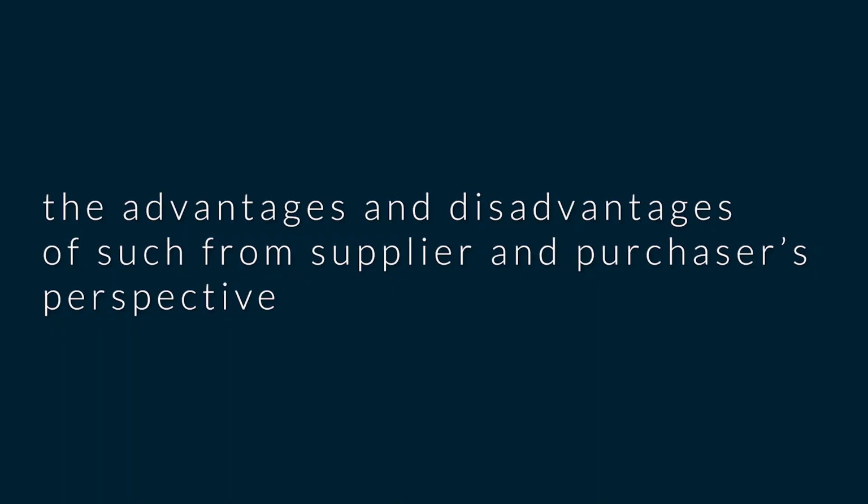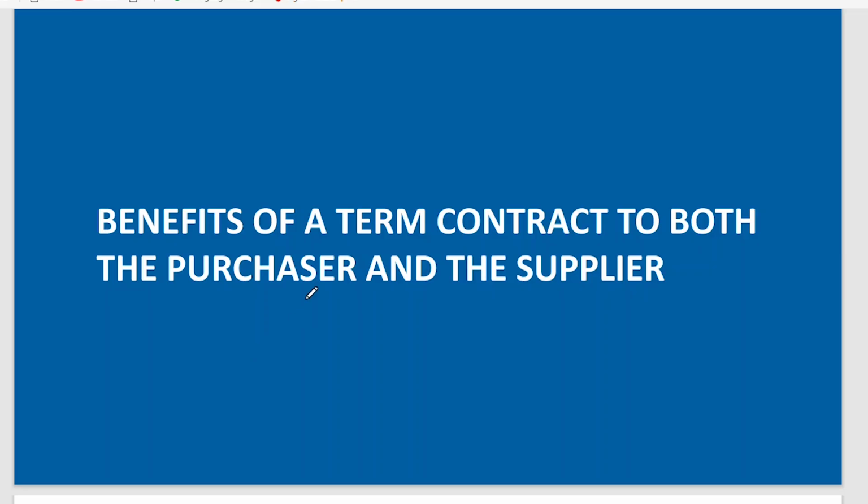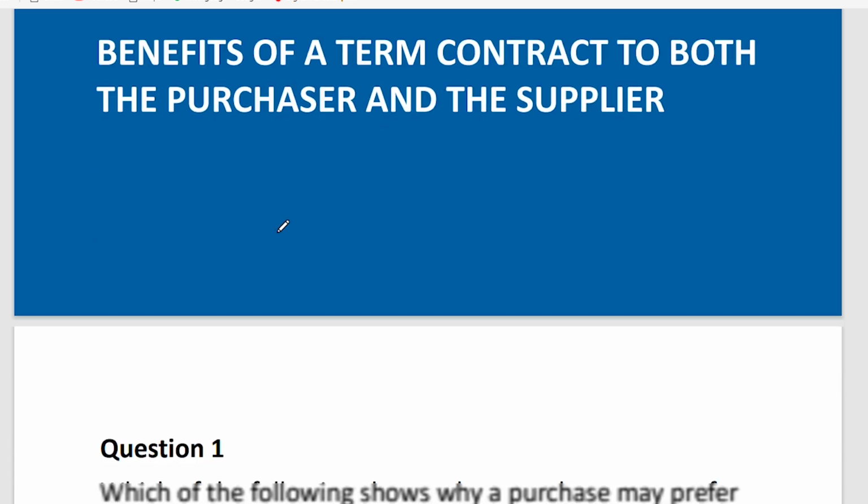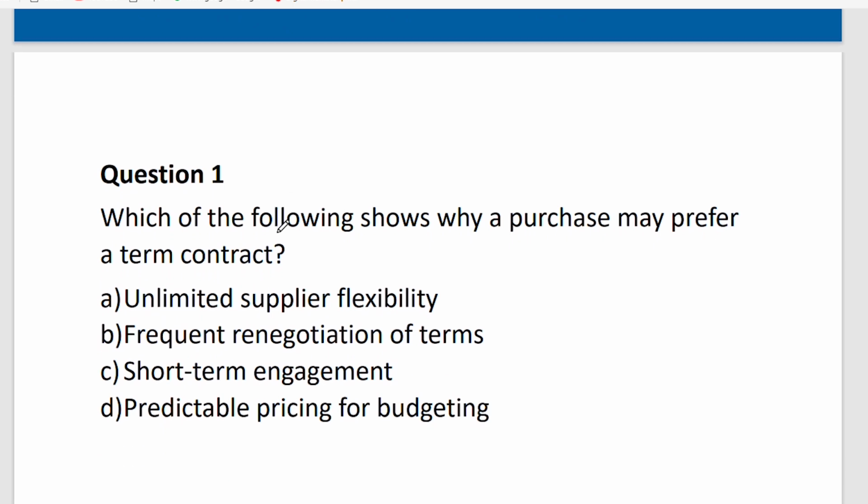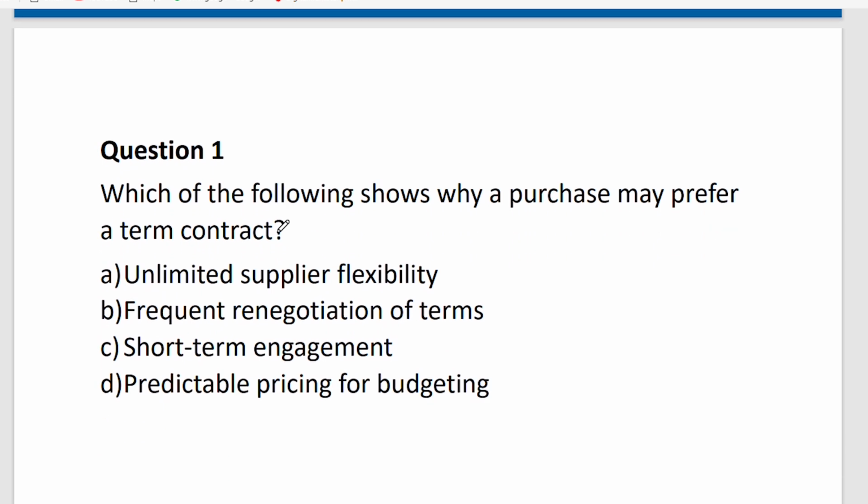Now let's move on. In this case, let's look at the advantages and disadvantages of such contracts from both the supplier's and the buyer's perspective. So we are looking at questions that deal with the benefits of a term contract to both the purchaser and the supplier. Number 1, which of the following shows why a purchaser may prefer a term contract?